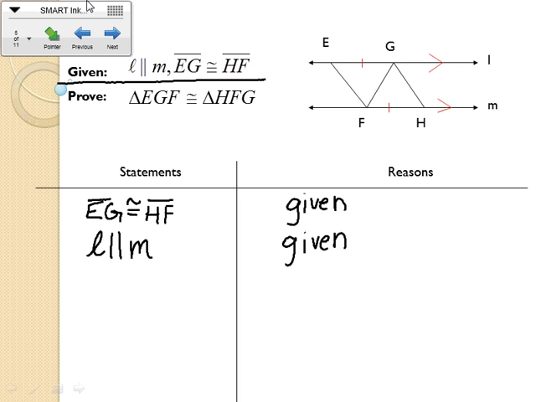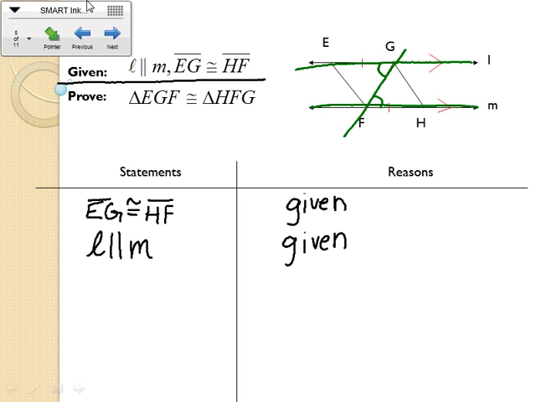Hence, we've got parallel lines. And we know lots of things about the angles when we have parallel lines. So when I have two parallel lines being cut by a transversal, I know that angle EGF is going to be congruent to angle GFH because they're alternate interior angles.